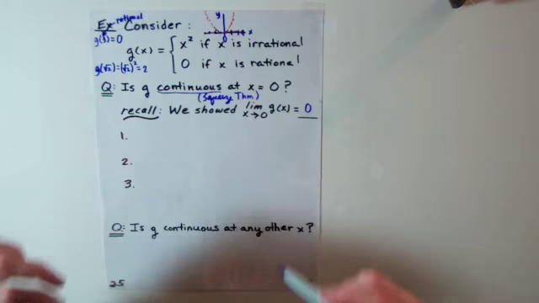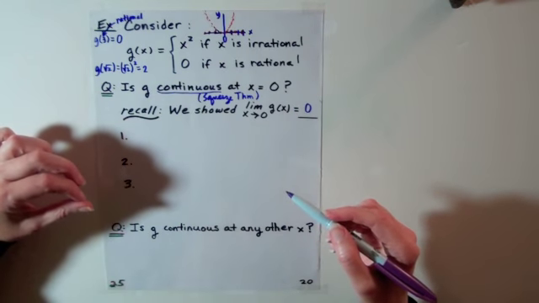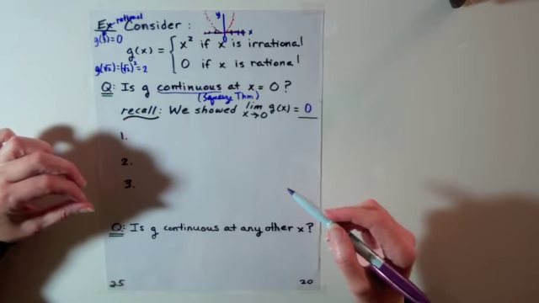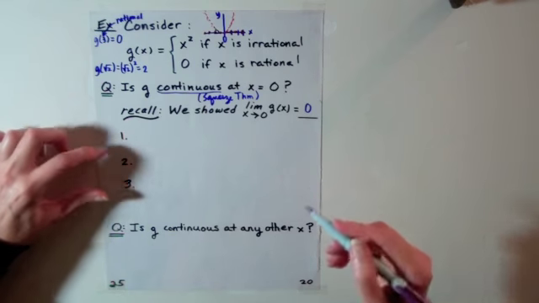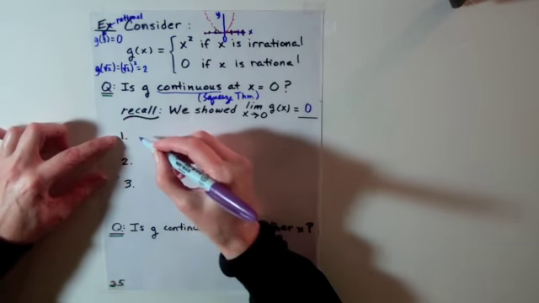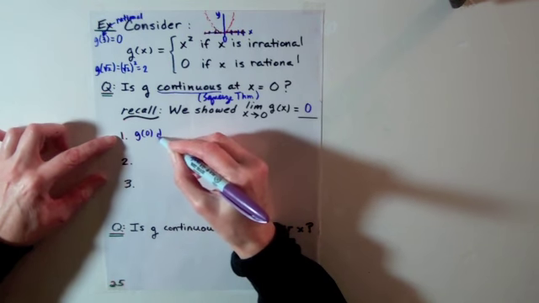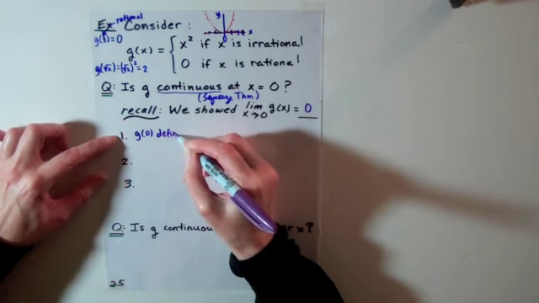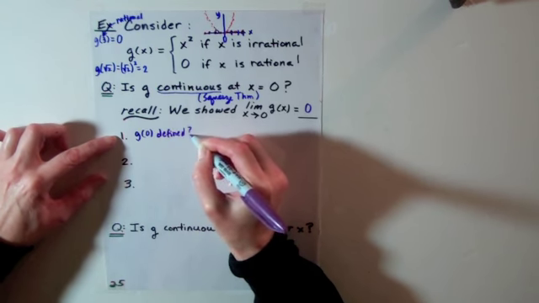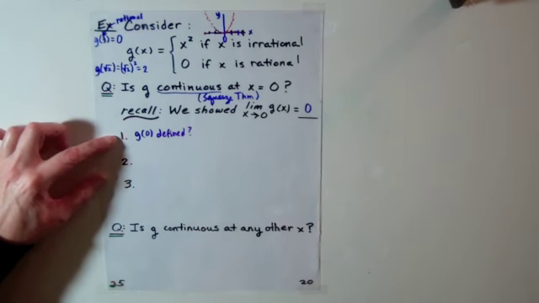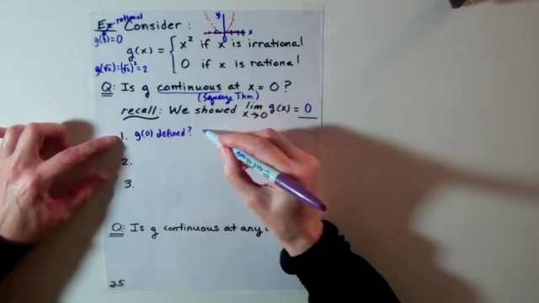We're wondering, is this continuous at x equals 0? Well, remember there are 3 conditions in the careful definition of continuity for whether or not g is continuous at a particular point, at x equals 0 in this case. The first thing we have to ask ourselves is, is g of 0 defined? That was our first condition. Let's try to answer that question.